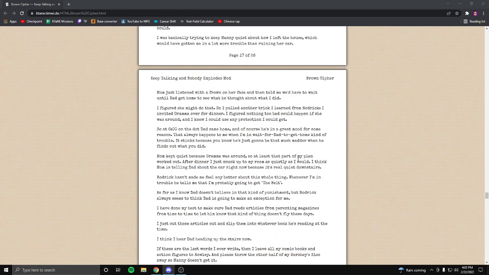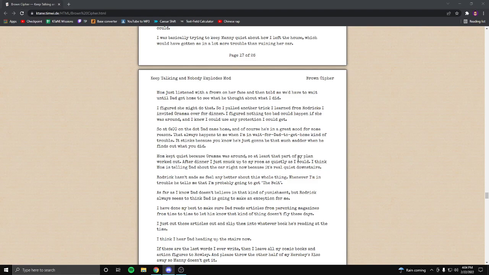After dinner, I just snuck up to my room as quietly as I could. I think Mom is telling Dad about the car right now because it's real quiet downstairs. Roderick hasn't made me feel any better about this whole thing. Whenever I'm in trouble, he just tells me that I'm probably going to get the belt. As far as I know, Dad doesn't believe in that kind of punishment, but Roderick always seems to think Dad is going to make an exception for me.